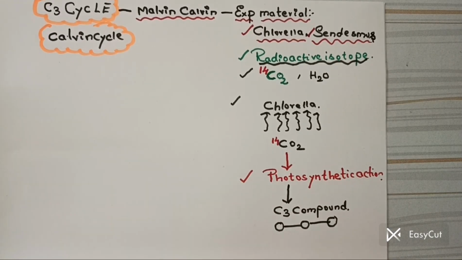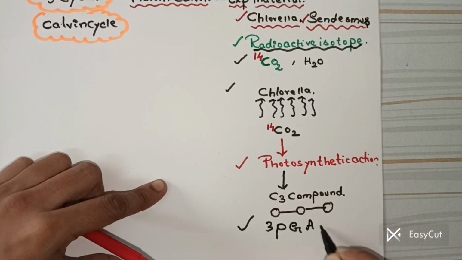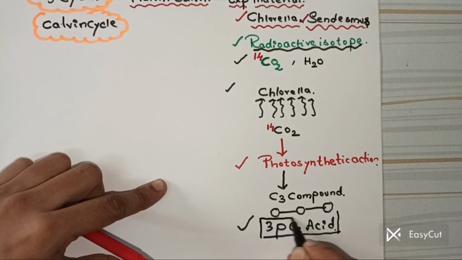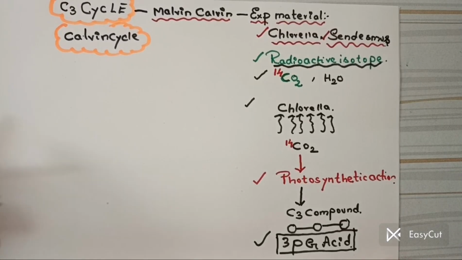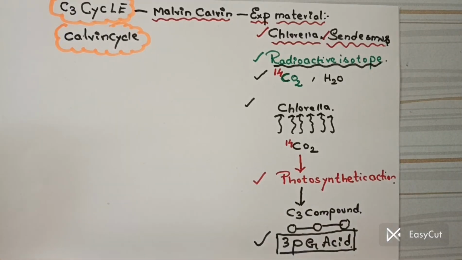The next question might be, what is the name of the C3 compound? I know you will answer 3 phosphoglyceraldehyde. No, this is not that. This is 3 phosphoglyceric acid. 3 phosphoglyceric acid is the first stable compound formed during this Calvin cycle. That's why people call this pathway the C3 pathway, the C3 cycle, isn't it?